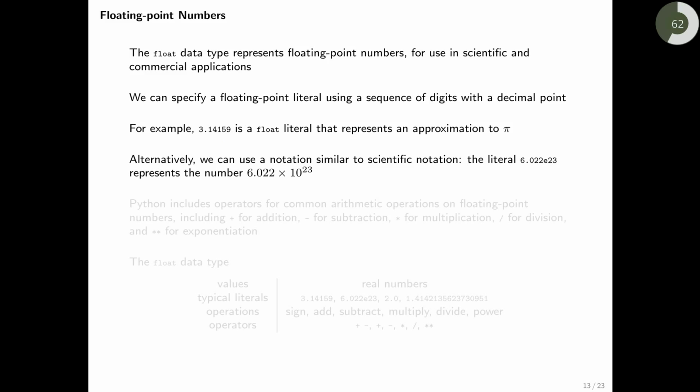You can alternatively use a notation that is similar to scientific notation. For example, if you want to represent Avogadro's number, which is 6.022 times 10 to the power 23, you can simply write it as 6.022e23, with e for exponent. This notation gives you an alternate way of expressing a real number in Python, and it comes in very handy when you're representing very large or very small numbers. So keep that in mind.